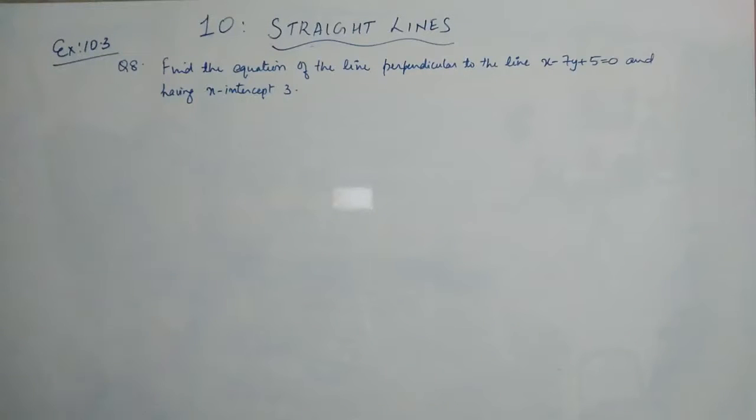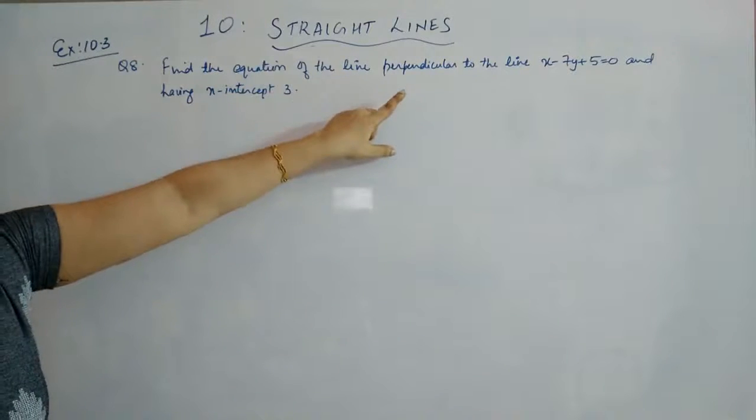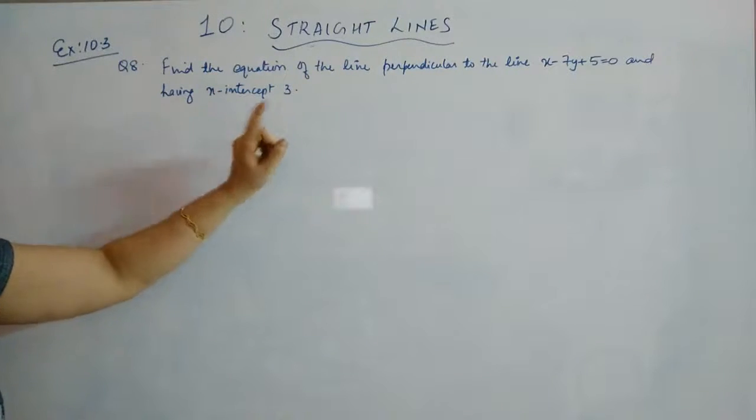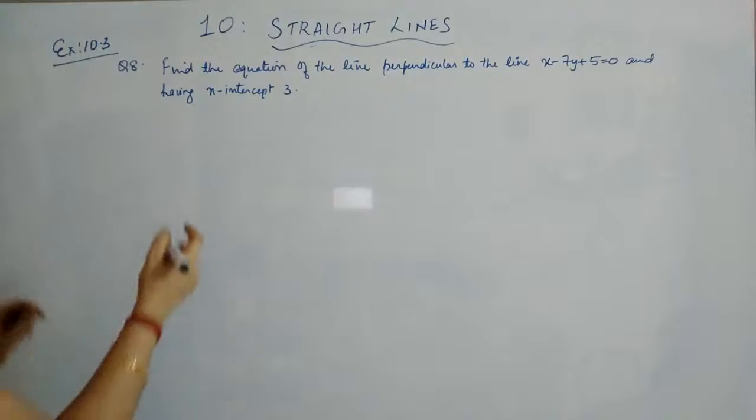Question number 8 is: find the equation of the line which is perpendicular to the line x minus 7y plus 5 equal to 0 and having x-intercept 3. Now since you have to find the equation of a line which is perpendicular to this line, the slope of the required line will be the negative reciprocal of the slope of the given line. That is one way to do it, so we will approach it that way first.